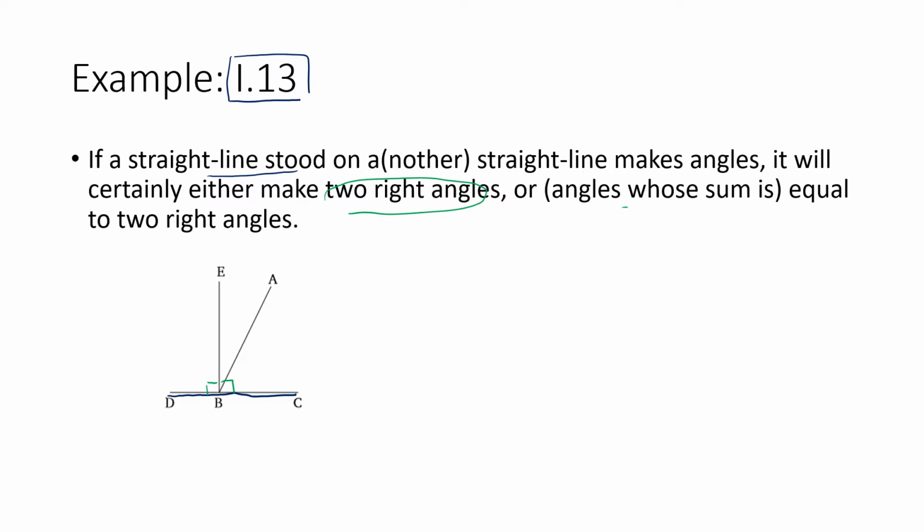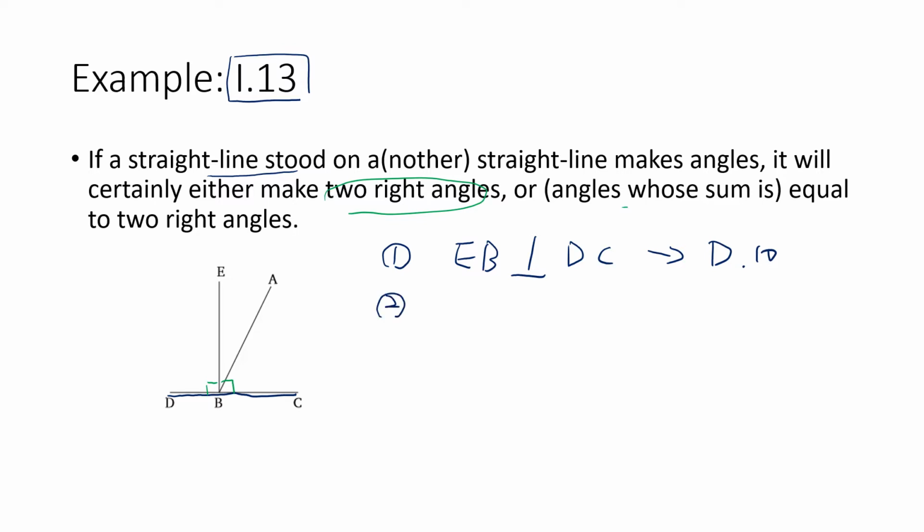How to prove that? This is simple. One, if it's perpendicular, like EB is perpendicular to DC, then we get two right angles. This is definition 10, D10. We refer to the definition and then we're done.